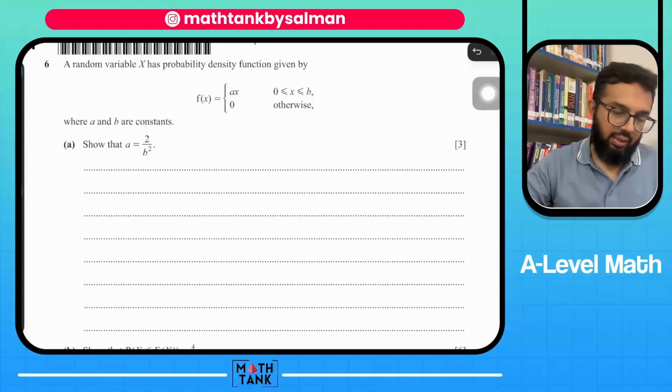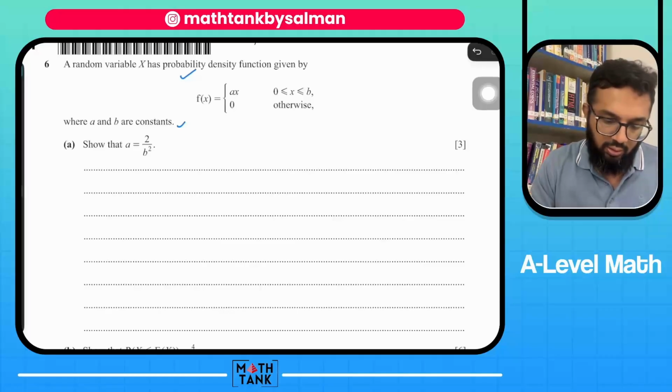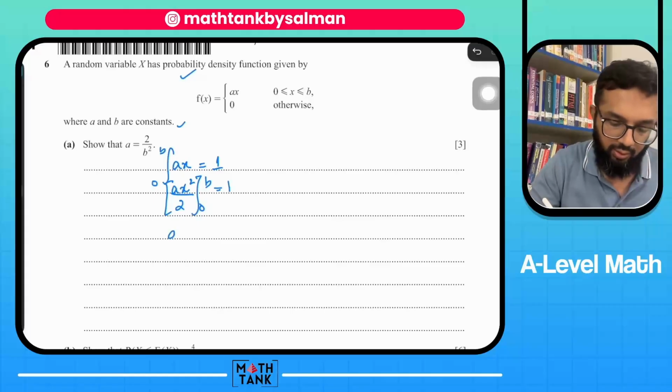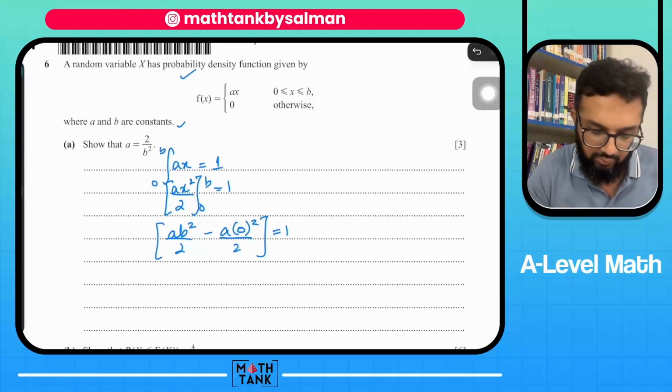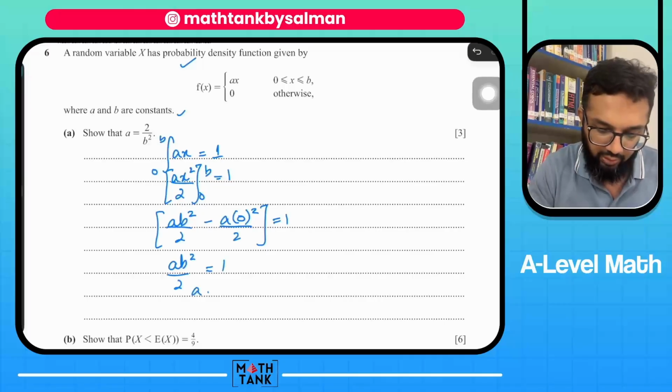Okay. Question number 6. A random variable x has probability density function this, where a and b are constants. Show that a equals 2 over b squared. Integrating from 0 to b equals 1. Ax squared over 2, so ab squared over 2 equals 1. So a equals 2 over b squared.